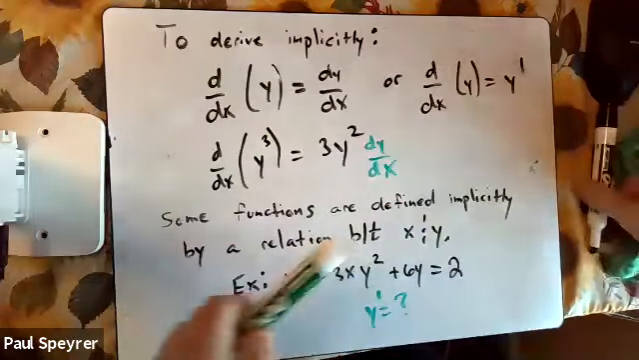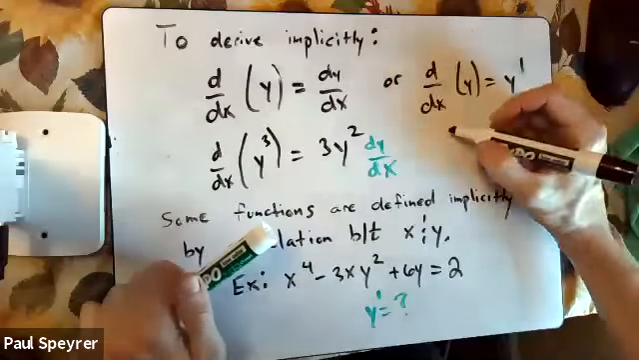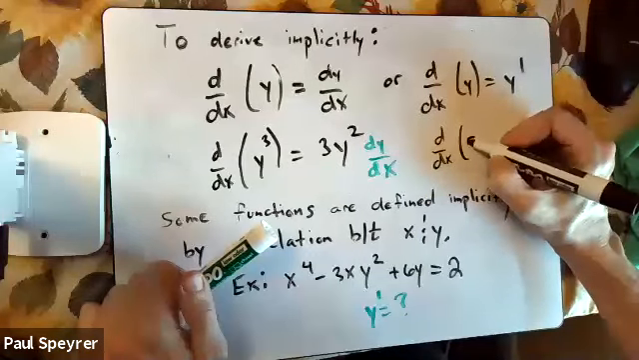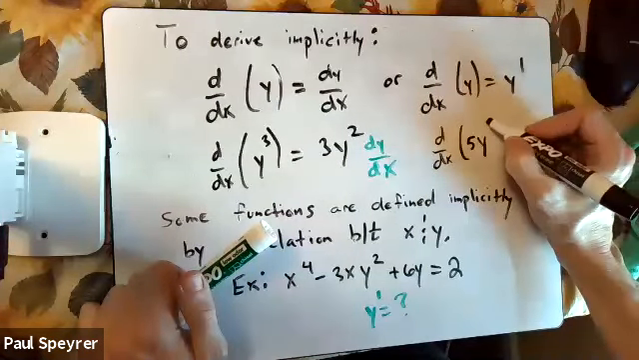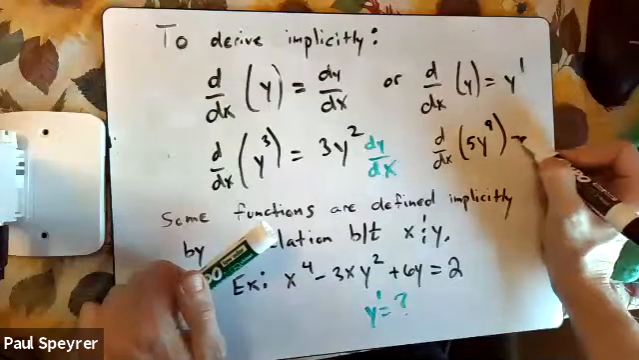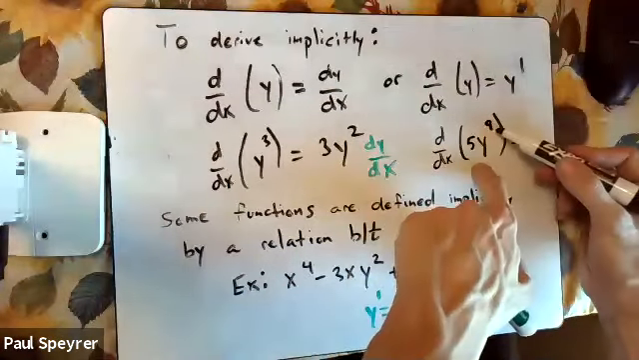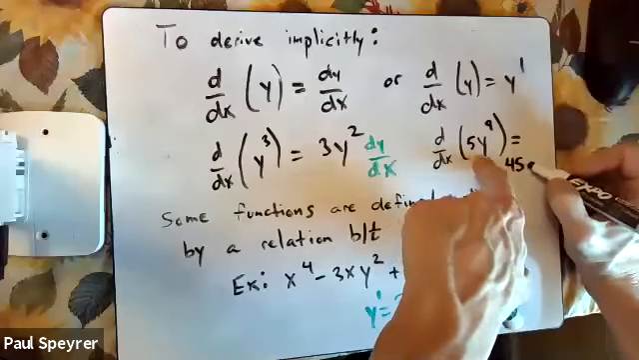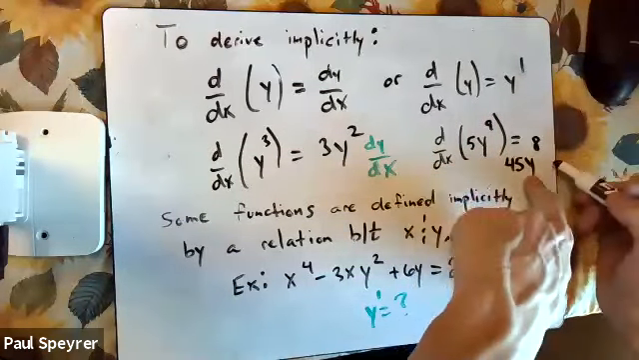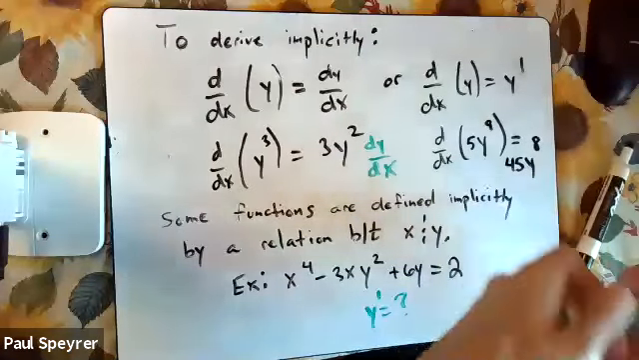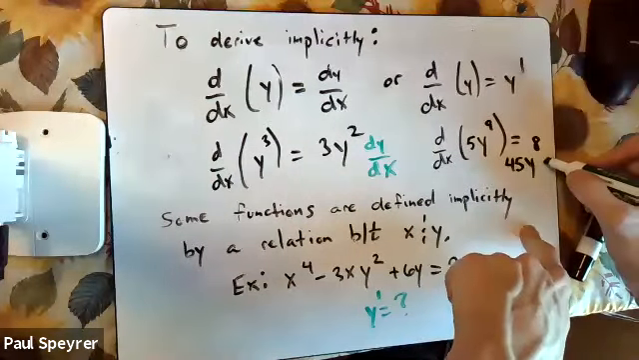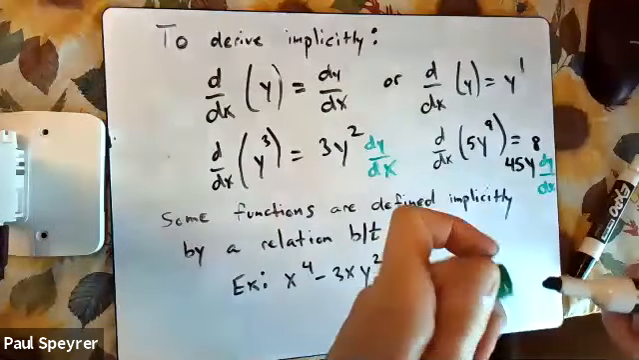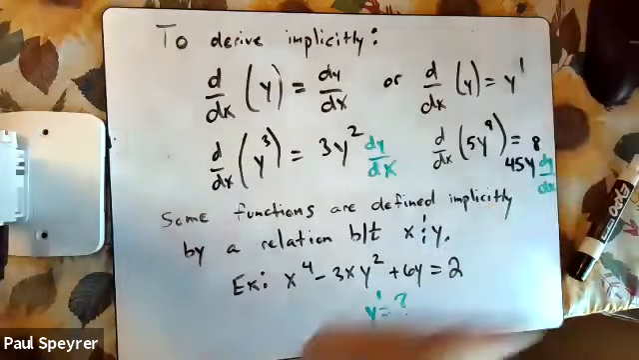If I had, let's say, d dx of 5y to the ninth power, you're still going to use the power rule. So 9 times 5 gives you 45, and then you have y to the 8th. But then you have to take the derivative of the inside, y with respect to x, which is dy dx. So that would be your derivative right there.